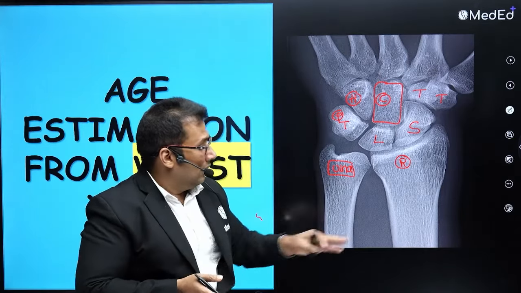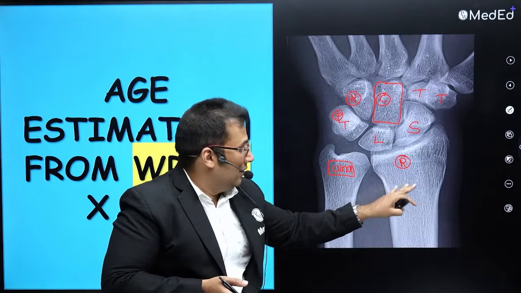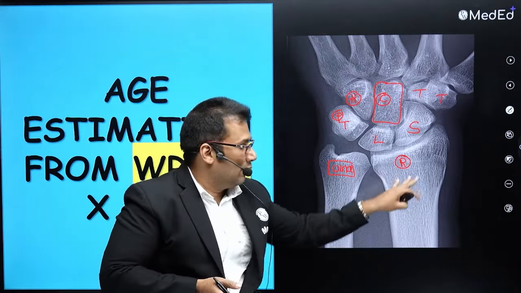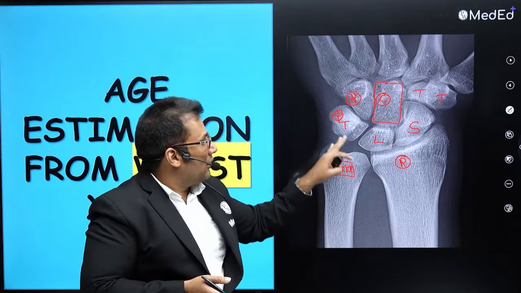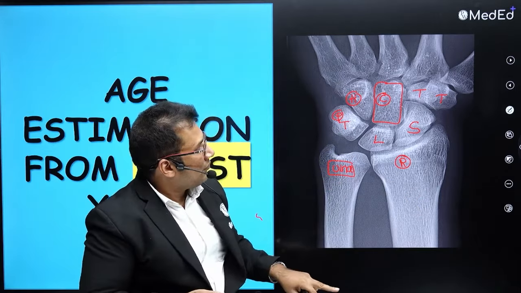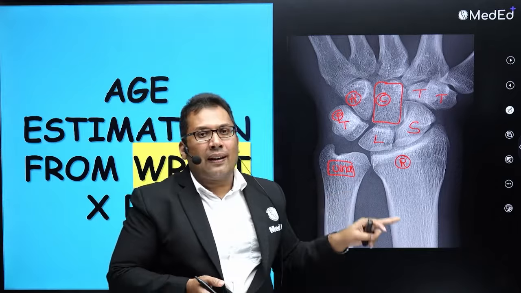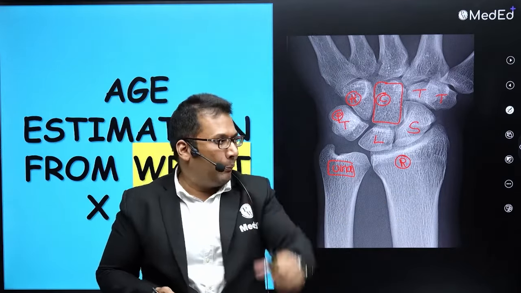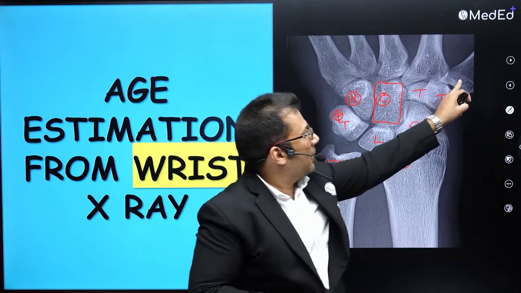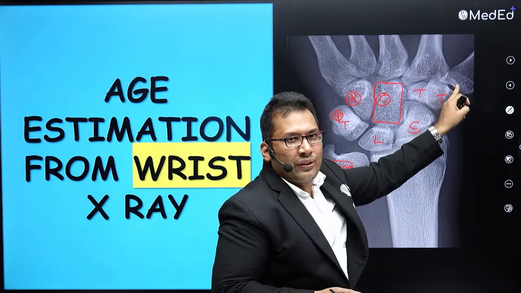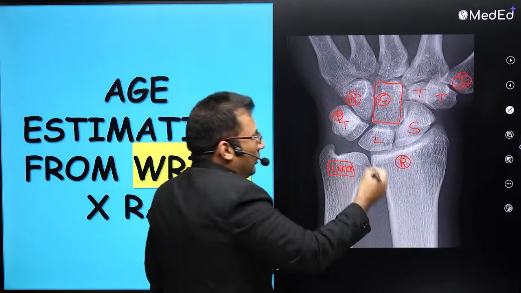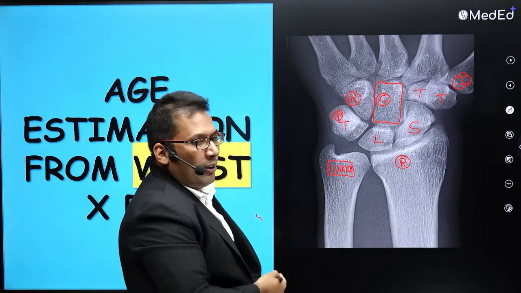Then, lower end of radius and lower end of ulna, fused or unfused, that you should look. Here it is fused, no gap. And also you should look for the first metacarpal, whether it appeared and fused or not. That is important. First metacarpal, that is the thumb, on the radial side. This is the first metacarpal, appeared and fused. All these you need to examine and identify properly.